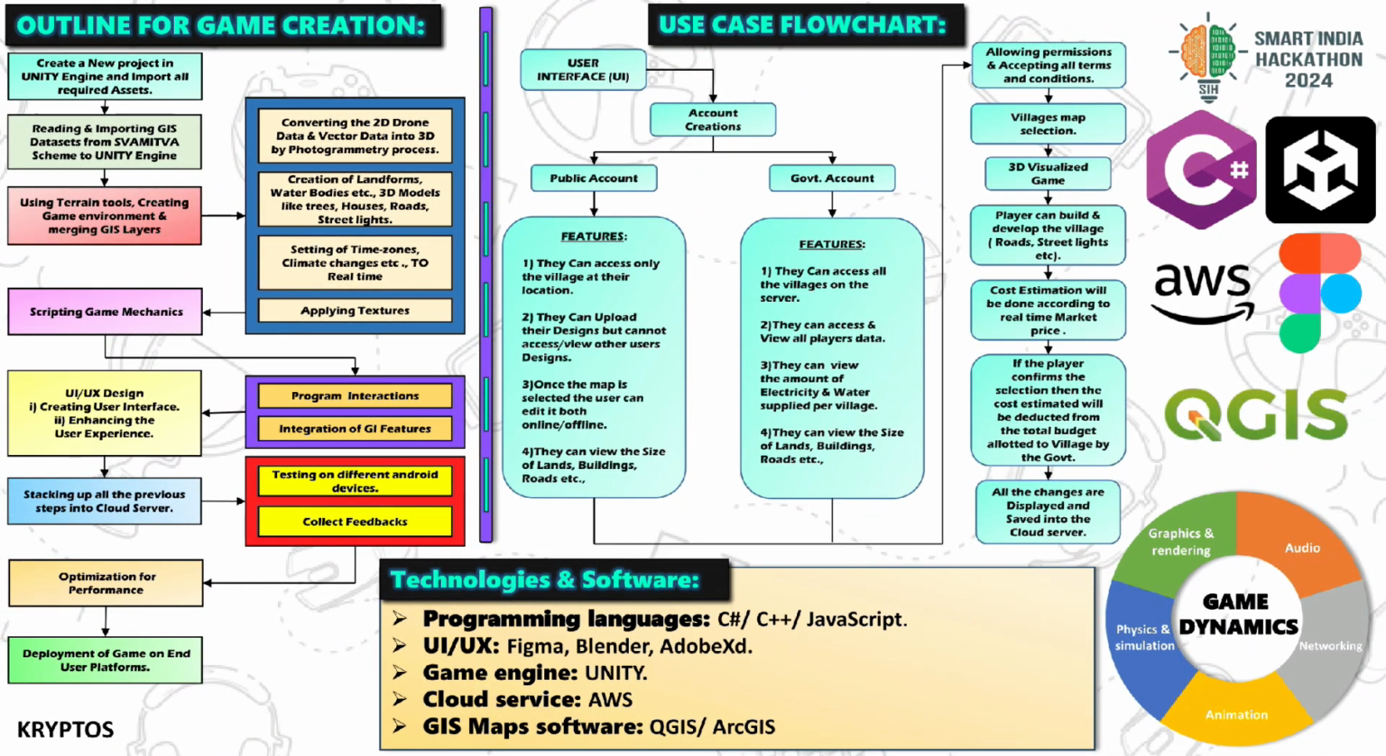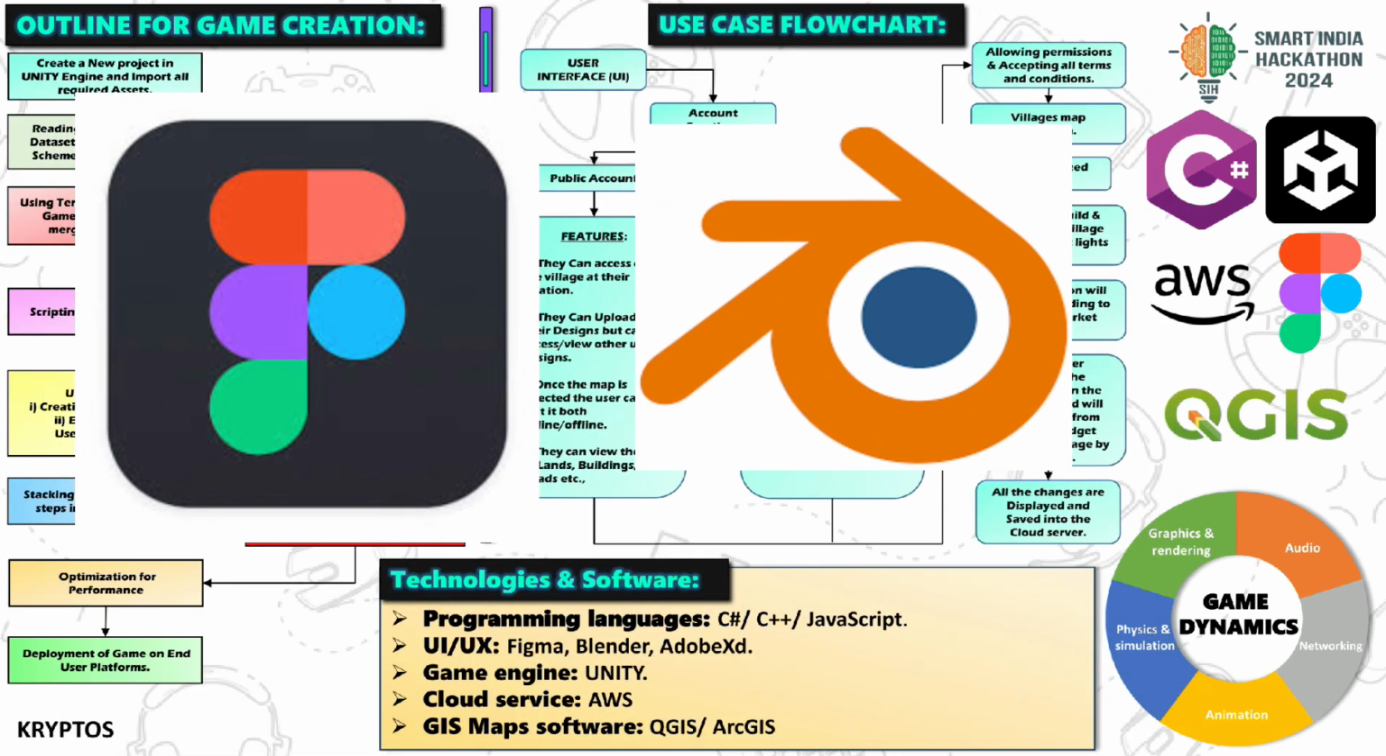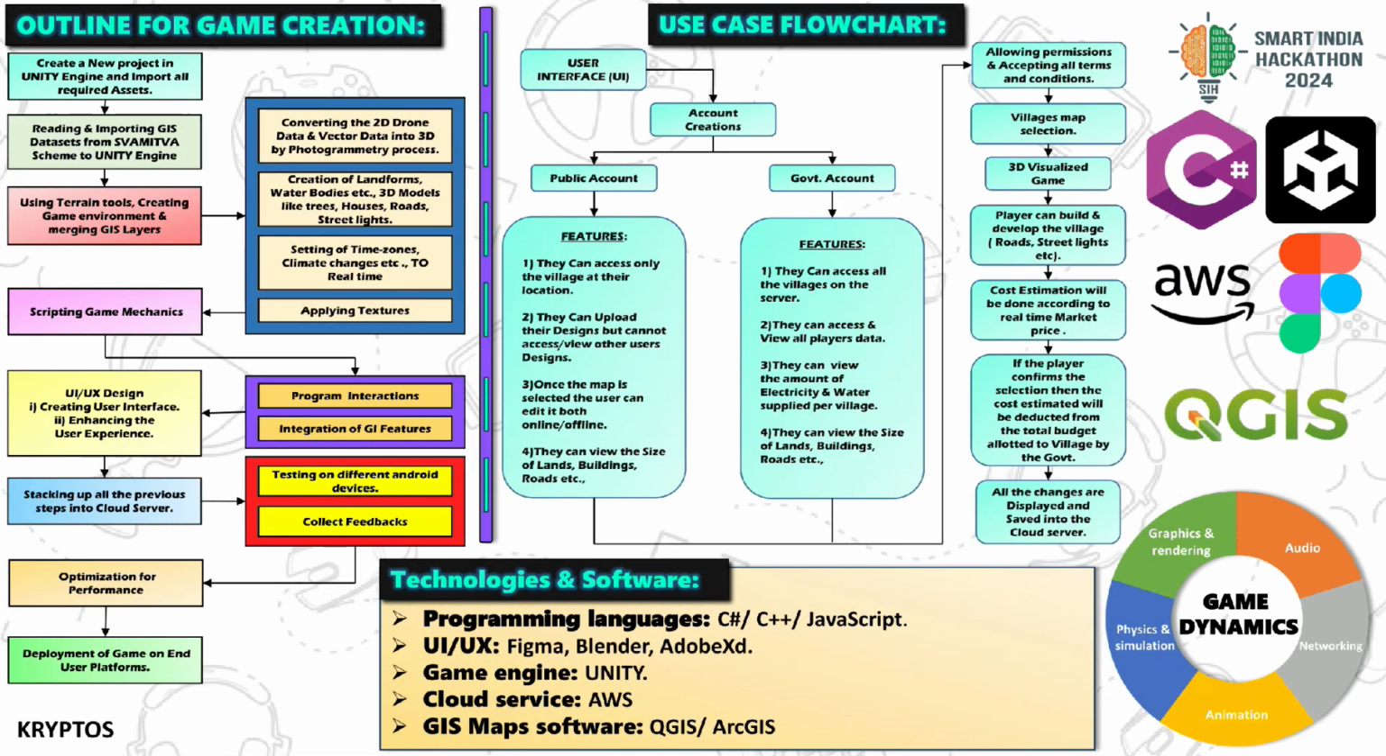We are using the programming languages C# and C++. For UI designing, we are trying to use Figma, Blender and Adobe XD. For the game engine, we are using Unity because for 2D and basic 3D games for low-end devices, Unity is the best software. For cloud service, we are using Amazon Web Services, and to view the GIS data from the datasets, we are using QGIS.